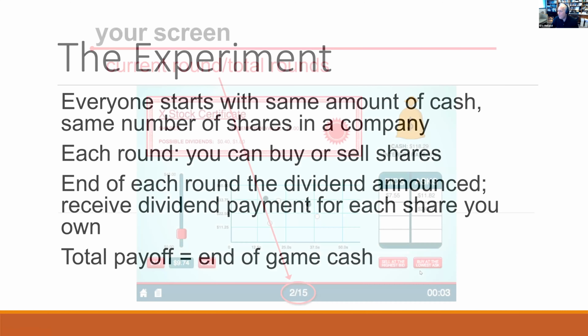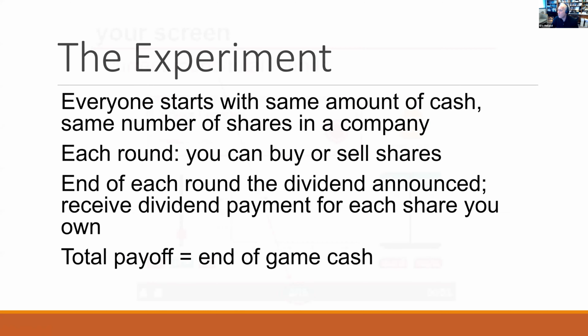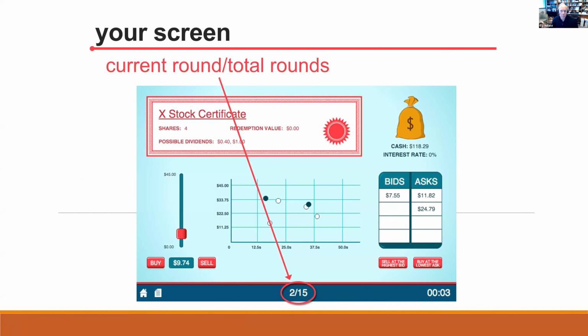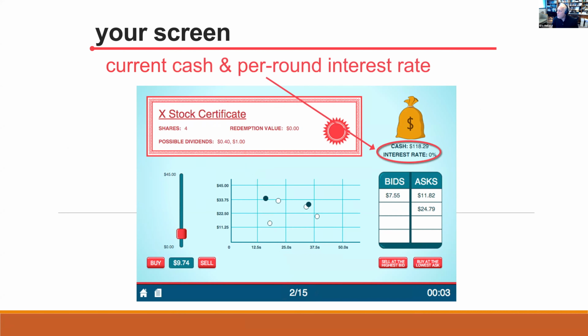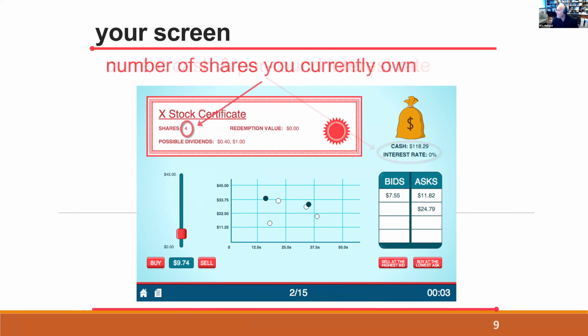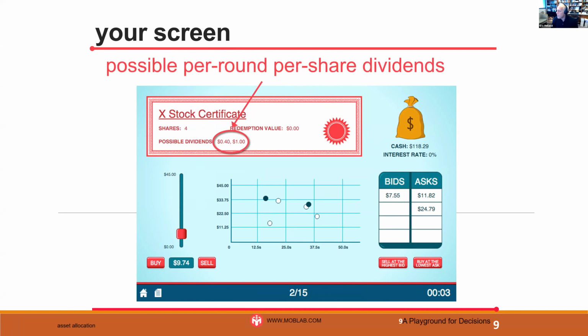This is what the screen you're about to get dropped into looks like. At the bottom, it'll show you 2 out of 15. That's the number of rounds you have left to trade. This is the amount of cash you have and the interest rate. The interest rate is zero, so if you know what I mean by this, you don't need to worry about discounting. If you don't know what I mean by that, you don't need to worry because you don't need to do it. This is how many shares you have. You can buy or sell shares.